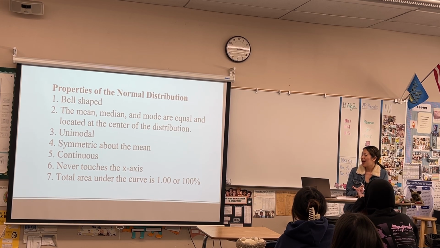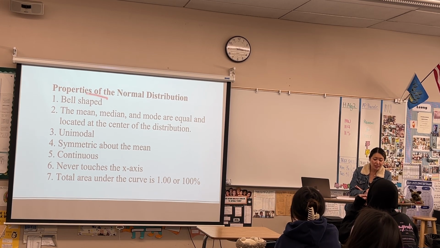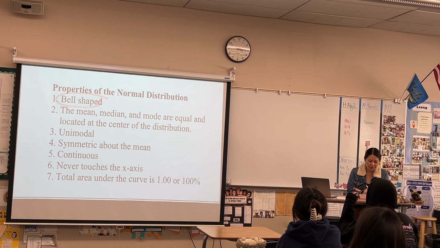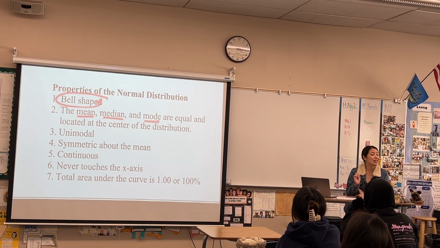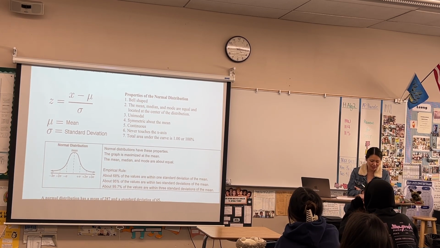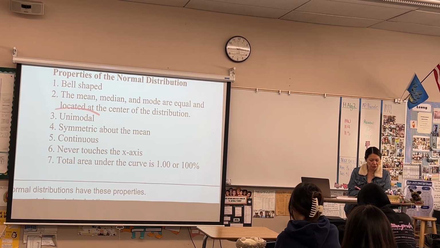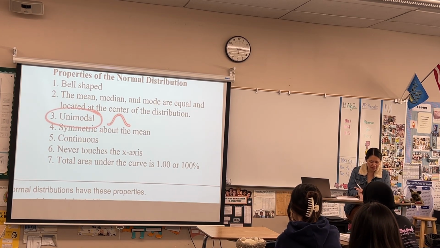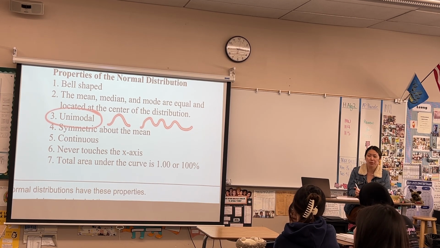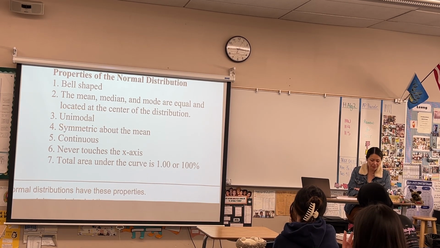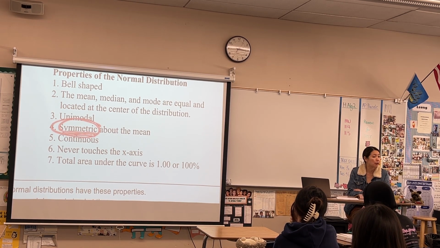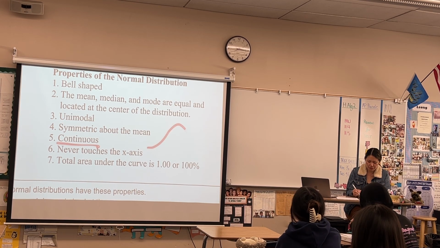Properties of a normal distribution. It's bell-shaped, as you can see. The mean, median, and mode are all equal and located at this center line. It's unimodal, meaning it has one bump, not multimodal. It's symmetric about the mean. This is a pretty important one, and it's going to be useful. It's continuous, so it's smooth.